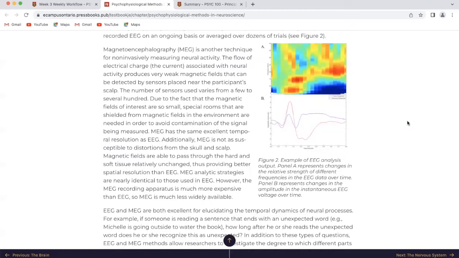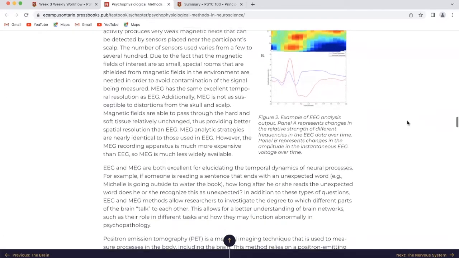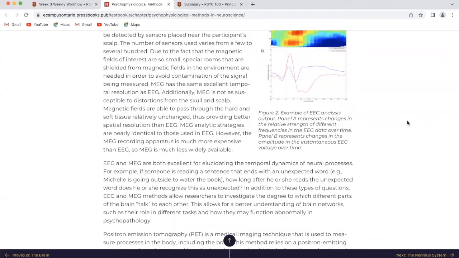MEG has the same excellent temporal resolution as EEG. Additionally, MEG is not as susceptible to distortions from the skull and scalp. Magnetic fields are able to pass through the hard and soft tissue relatively unchanged, thus providing better spatial resolution than EEG. MEG analytic strategies are nearly identical to those used in EEG. However, the MEG recording apparatus is much more expensive than EEG, so MEG is much less widely available.